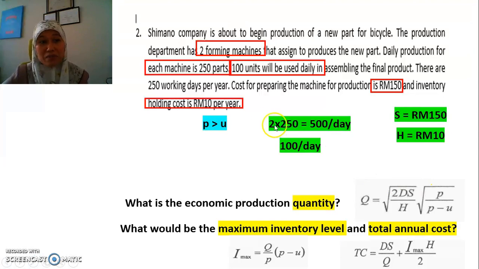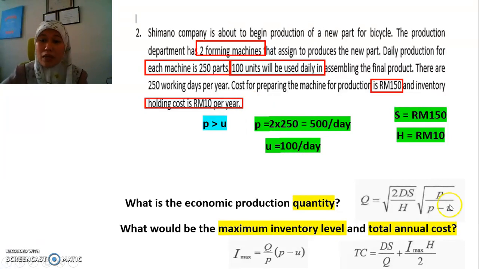As a rule of thumb, P is always larger than U, because we need to produce more parts than the assembly needs, since sometimes we have to reject parts. So we need to make sure that we have a larger P value than U. For this case, 500 per day is automatically P, and U is the 100 per day.